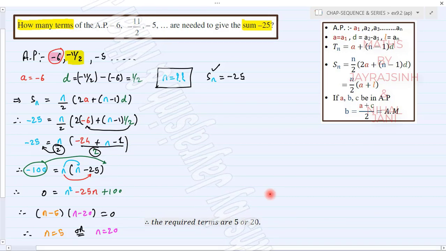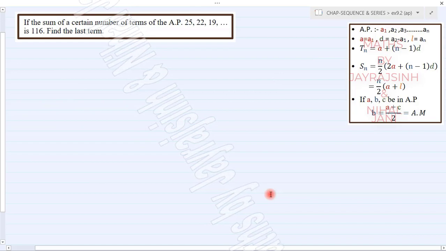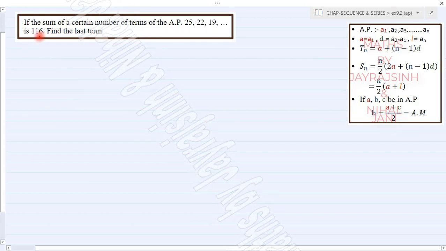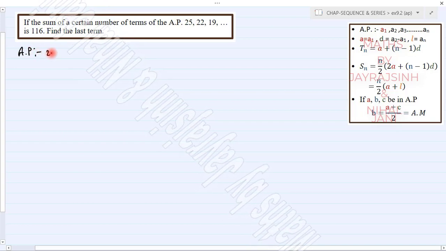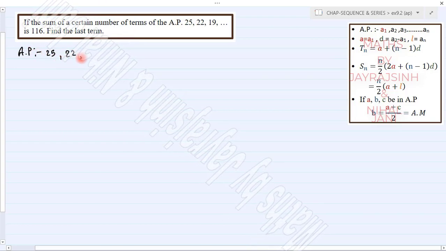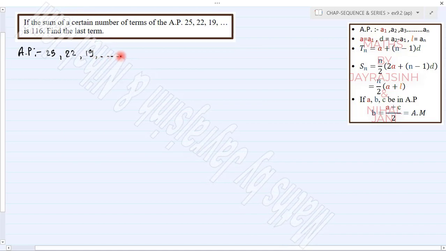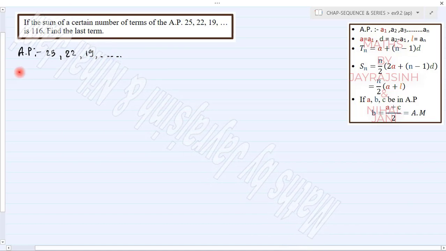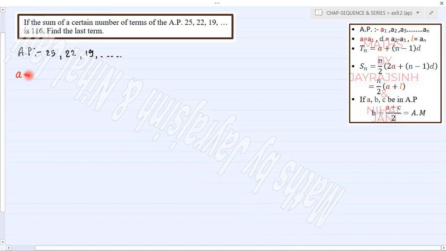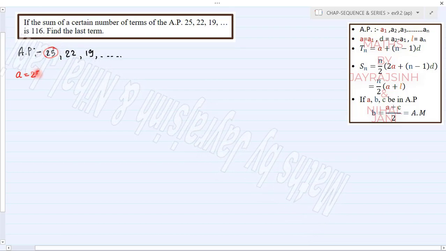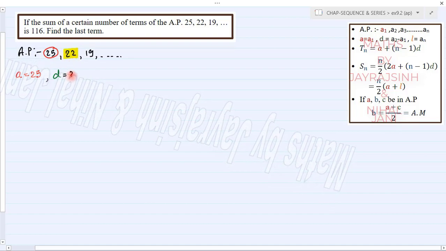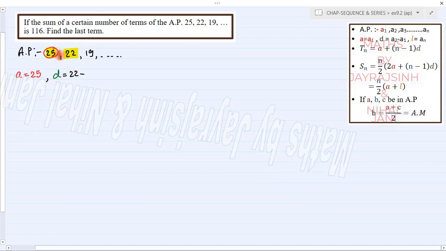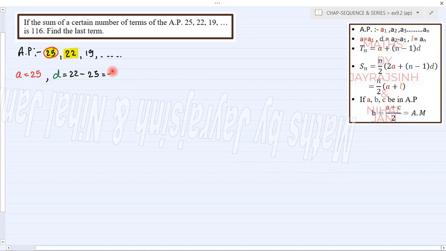Ta-da! Now let's move to the next question. In this question, we have one AP having terms like 25, 22, 19 and so on. And from the AP, we can collect fundamental terms like the first term is 25 and common difference between second term and first term is minus 3.